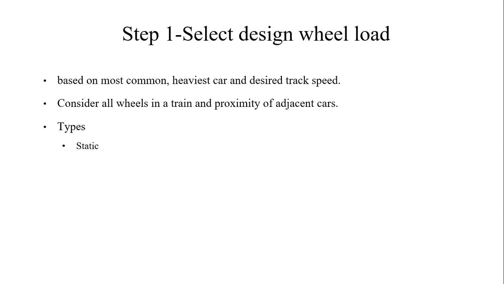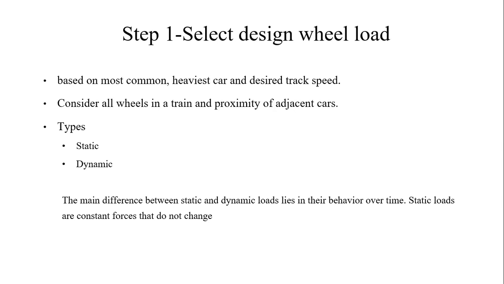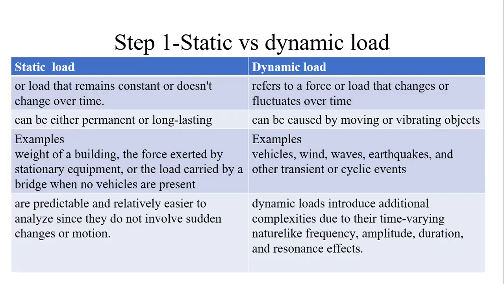The loads are categorized into two types, the static load and the dynamic load. Obviously, the main difference between static and dynamic loads is the behavior over time. Railway tracks are designed for dynamic loads. So let's once again try to know the difference, static and dynamic, although most of you already know this, but as a novice, you can always ask what is the difference between static and dynamic load.